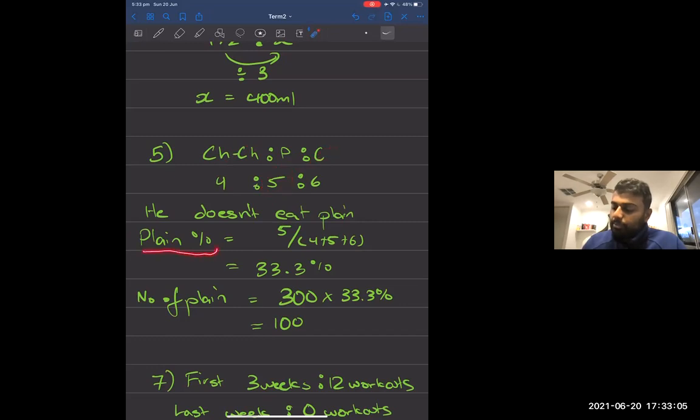So you find out what percentage of the total cookies is plain. The total is 4 chocolate chips plus 5 plain plus 6 chocolate. And that percentage is 33.3%. Do you guys understand where I got that number from? No. Okay. So in this ratio, the total number of cookies you could get is 15 cookies, right? Which is 4 plus 5 plus 6. Do you understand? Yeah. So the percentage of a plain cookie will be 5 out of 15, because in 15 cookies, 5 of them will be plain. So the percentage of plain will be 5 out of 15. Do you guys understand that?